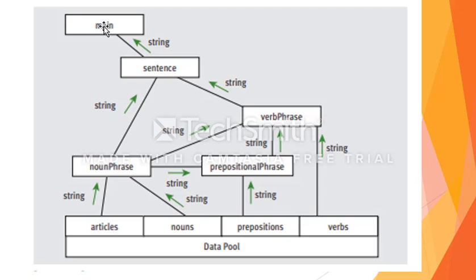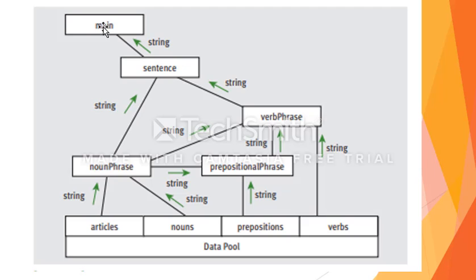The main purpose of this design is to show how we are going to implement the program. Basically, how we start is by declaring all these articles, nouns, prepositions and verbs in advance. Then based on these I write 4 functions: sentence, verb phrase, noun phrase and prepositional phrase. These are the 4 functions I need to write.